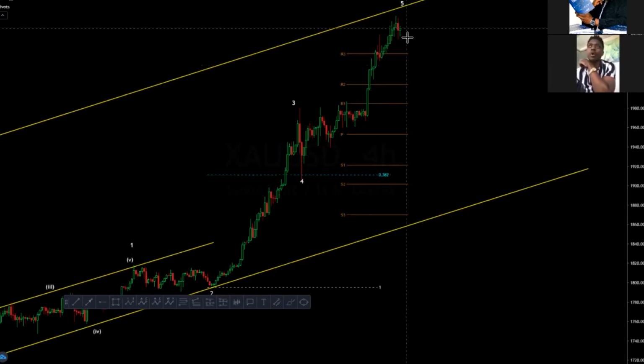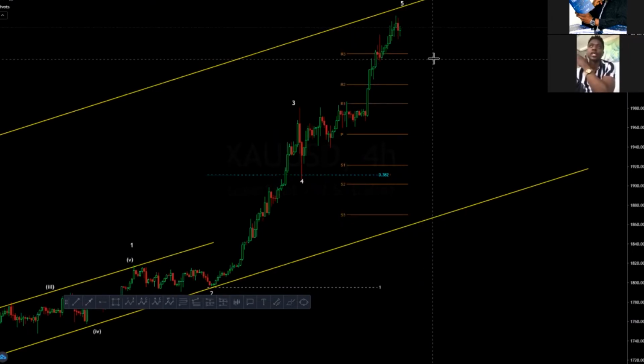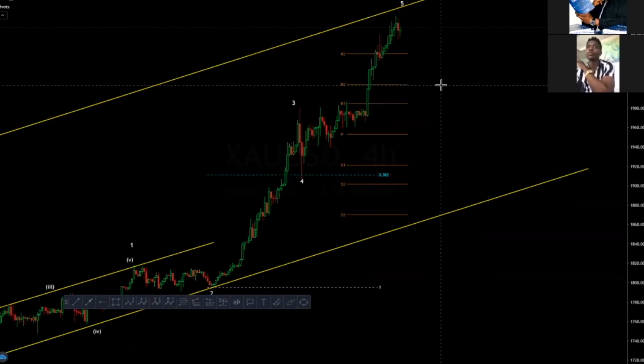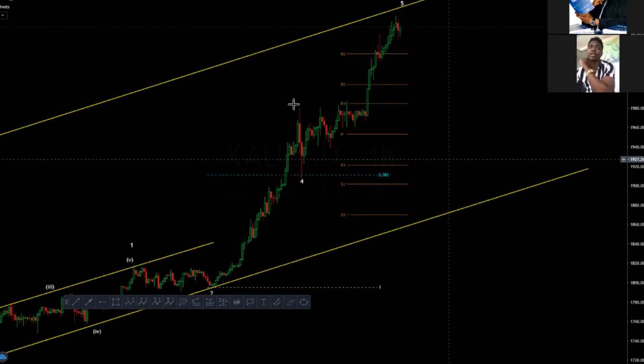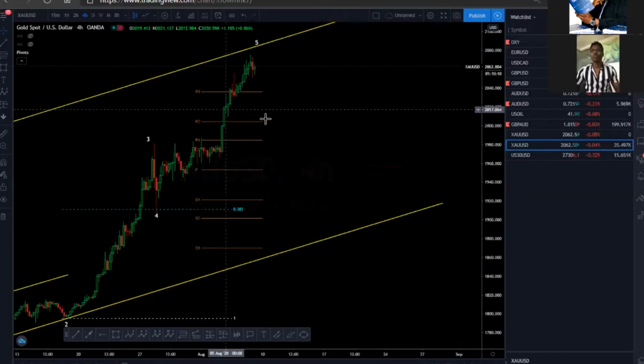What I can do at that level, now that I know maybe we are getting that bearish correction, is wait for the market to retrace back to a certain level with certain candlestick patterns that I'll be watching before I enter that short and ride it further down. So gold, that's it for me.